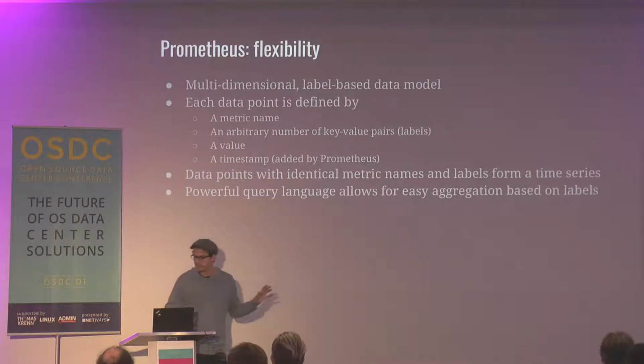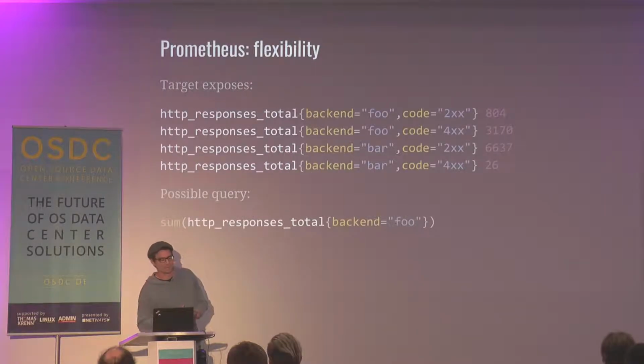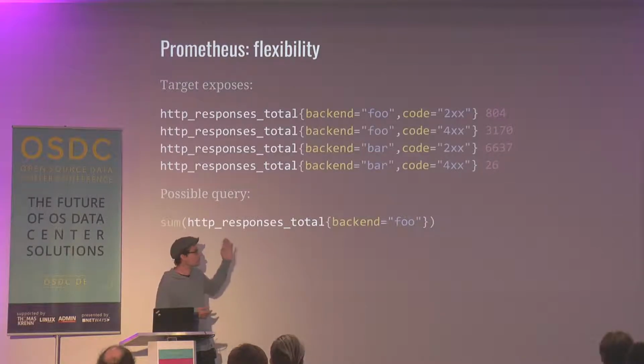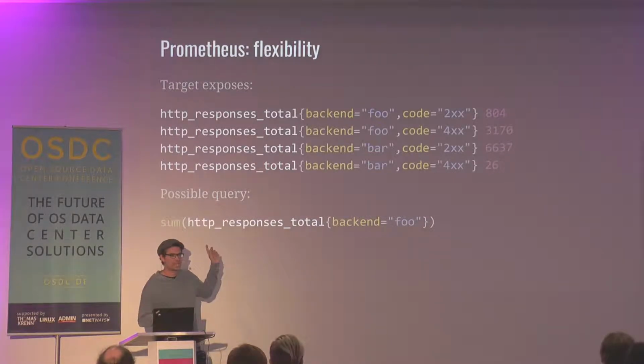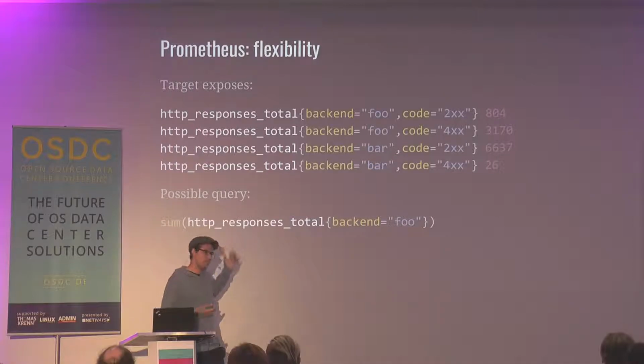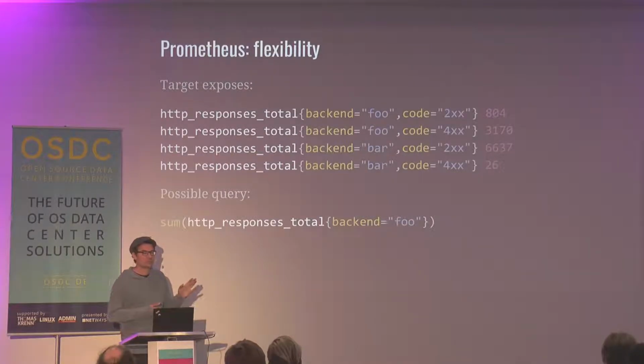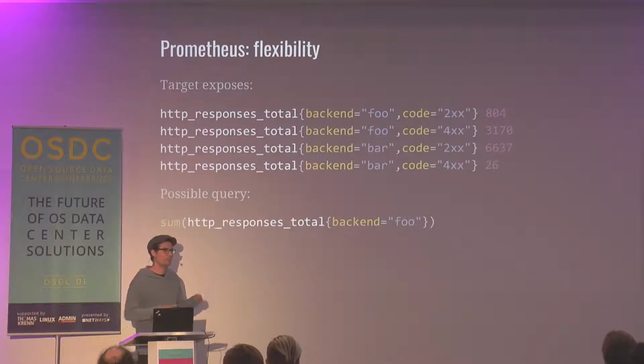Now, that's a bit theoretical, so let's look at a very tiny example. Assuming you have some target to scrape, for example, an HTTP load balancer. And assuming this load balancer were to expose the following metrics. Now, this is the actual data format, so this is something that could be actually scraped by a Prometheus server. You see 4 metrics here, each with the same metric name in white, and they each have the backend and the code label, however, with a different permutation of values, so they're actually 4 distinct metrics.